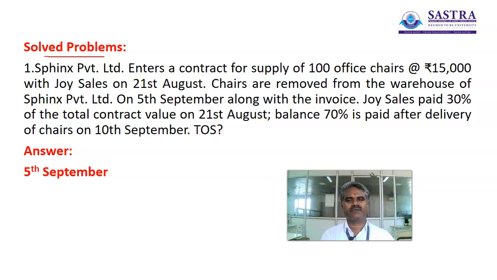Phoenix Private Limited enters a contract for supply of 100 office shares at the rate of 15,000 with Joy Sales on 21st August. The shares are removed from the warehouse of Phoenix Private Limited on 5th September along with the invoice. Joy Sales paid 30% of the total contract value on 25th August. The balance is paid after delivery of the shares on 10th September. This is the information they have given.